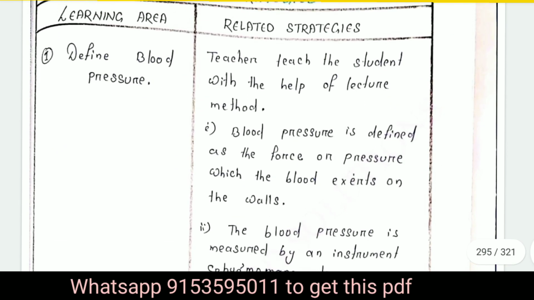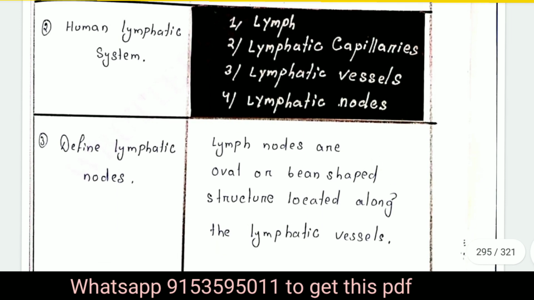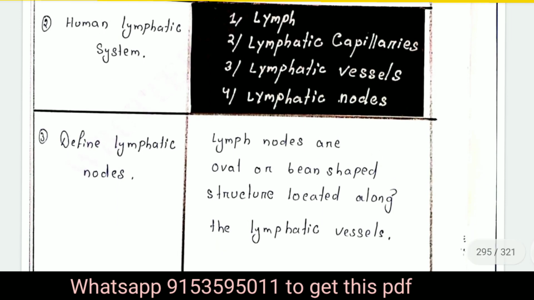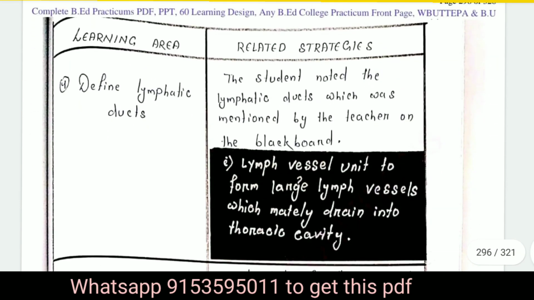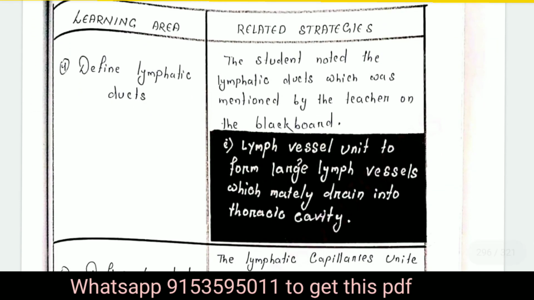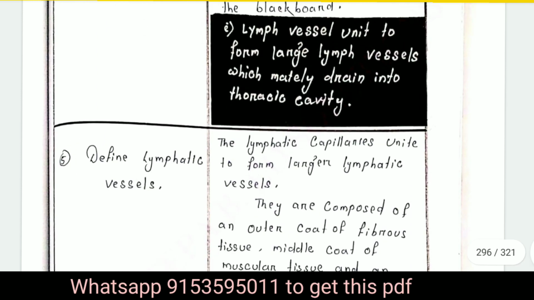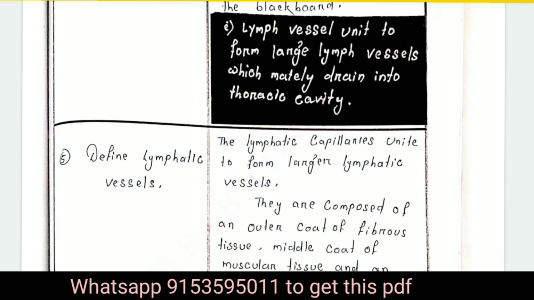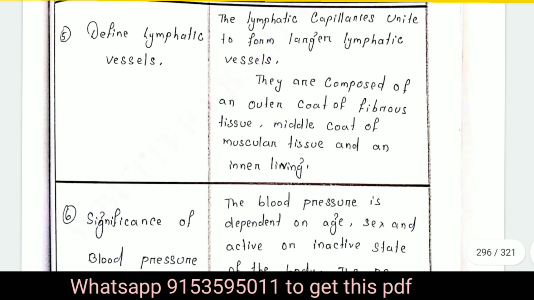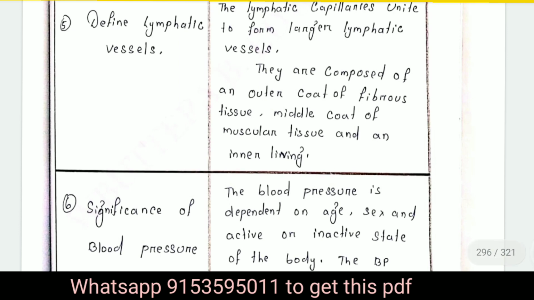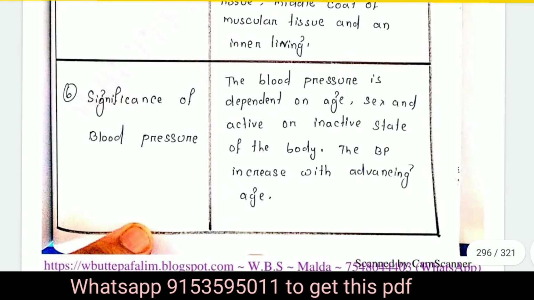Learning area related studies: define blood pressure. Teacher will teach the student, etc. Human lymphatic system: lymphatic capillaries, define lymphatic nodes. Learning area, learning study: define lymphatic ducts. Some blackboard work: define lymphatic vessels. Significance of blood pressure: the blood pressure is dependent on the age, sex, and active and inactive state of the body.